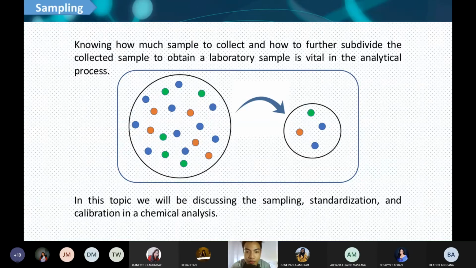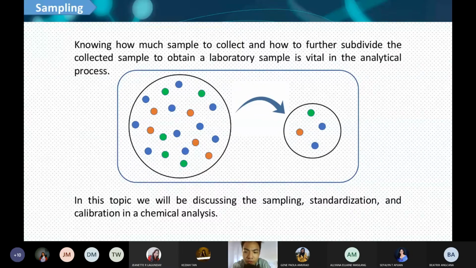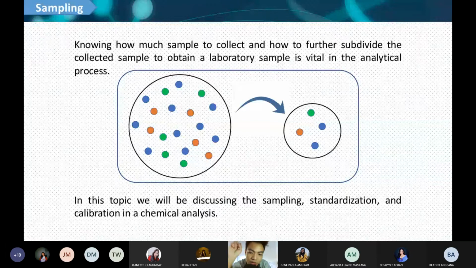When we are doing chemical analysis, we should be able to know how to get samples, right? When we say samples or sampling in general, it is a process in which you collect a small portion of your data from the population. For example, in surveys, you don't interview all of the people, diba? In Pulse Asia surveys, they do not interview the 100 million Filipinos. They only get a few portions of that population, and that's sampling.